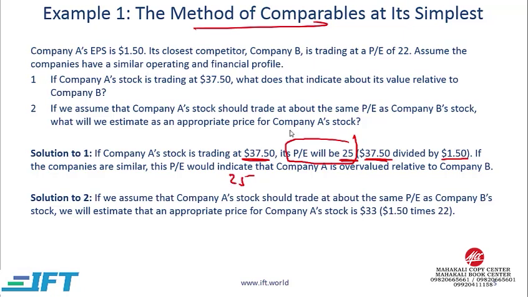But according to the law of one price, what is the PE? As in, the PE of company B is 22. So if the law of one price holds, and we are using B as our basis here, then A should also be at 22, but it's not. It is at a higher PE, so it is relatively overvalued. If we assume that company A stock should trade at about the same PE as company B stock, we will estimate that an appropriate price for company A stock is 33, which is simply A's earnings times 22.